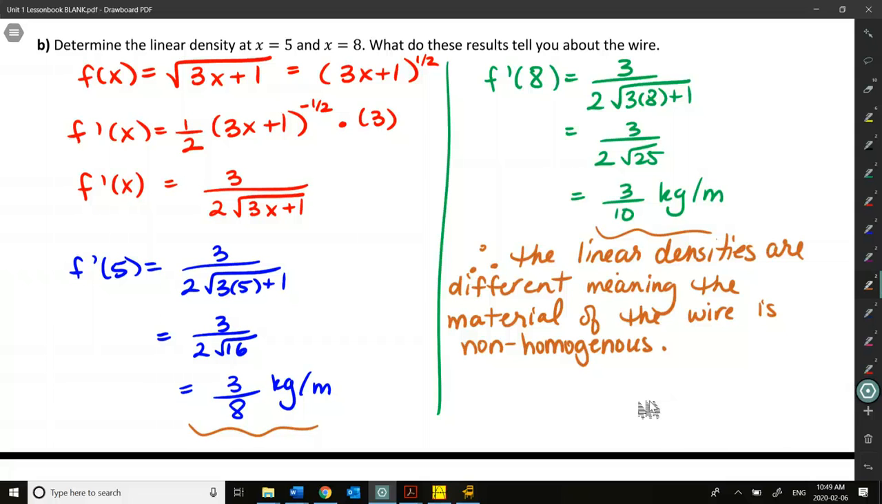Okay, if you find the derivative and you're calculating and you get two of the same linear densities at different points along your object, it could be pretty safe to say that the material the wire is made out of is homogeneous.